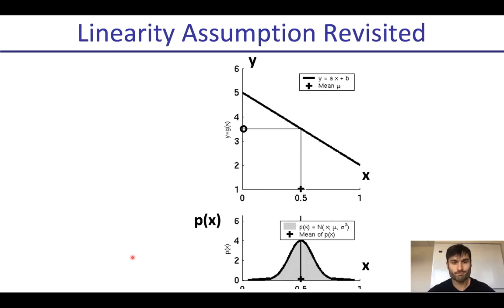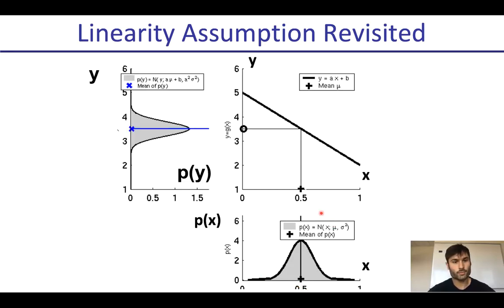How do these linear and nonlinear functions affect the probability distribution? In the case that we have a linear function, y equals ax plus b, and we pass a Gaussian distribution through it, what we end up having is another Gaussian distribution. The only thing is that this Gaussian has a different mean and a different standard deviation. So essentially it is shifting and scaling the original Gaussian distribution.